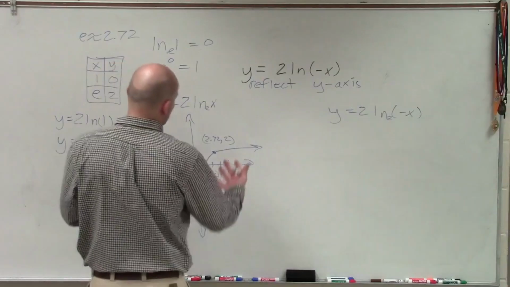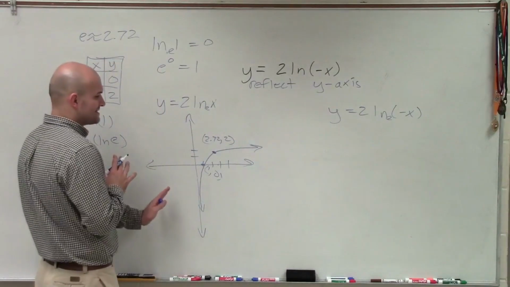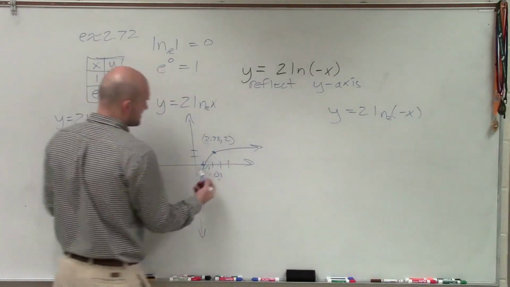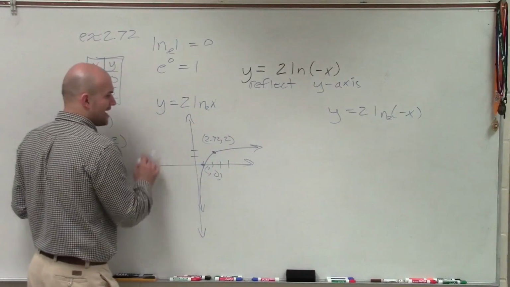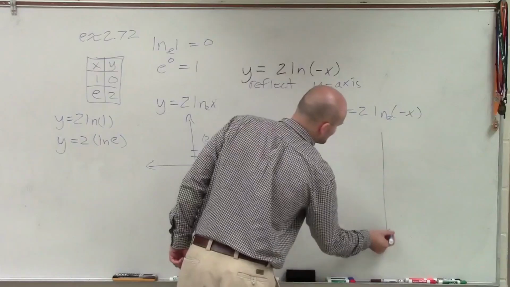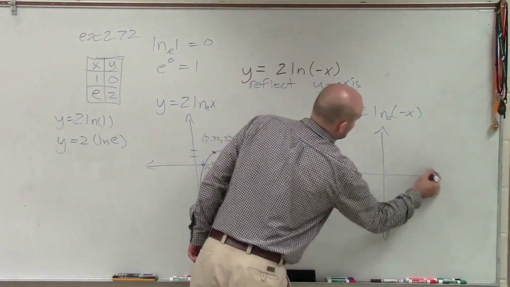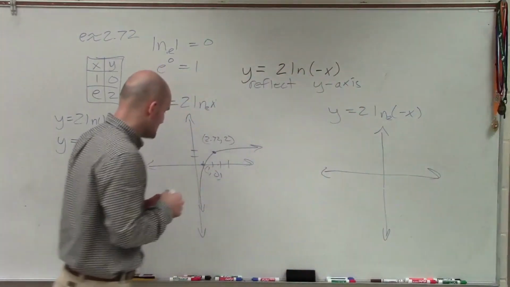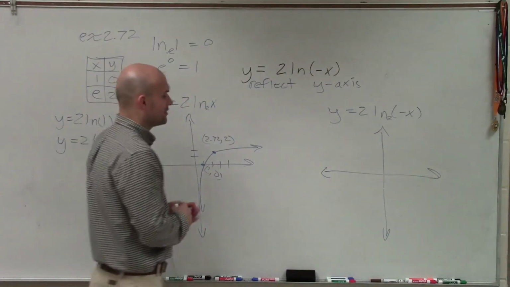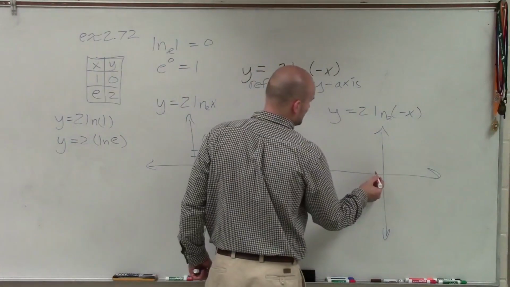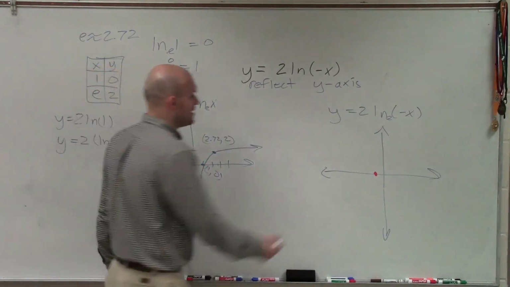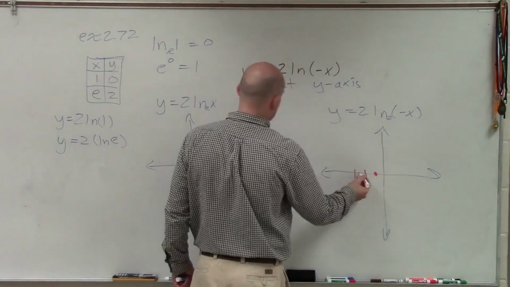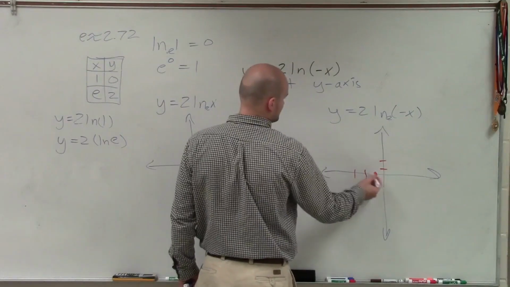And now what I need to do is reflect this about the y-axis. So instead of my points being positive, I'm going to take this graph and reflect it over the y-axis. So when I graph this now on an xy coordinate axis, instead of going over 1, I'm now going to go to the left 1. And instead of going over 2.72, I'm now going to go to the left 2.72, up 2.